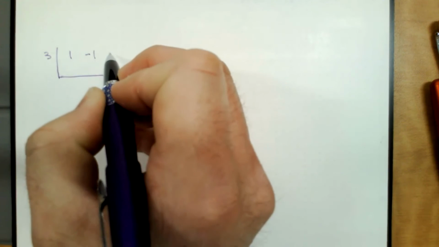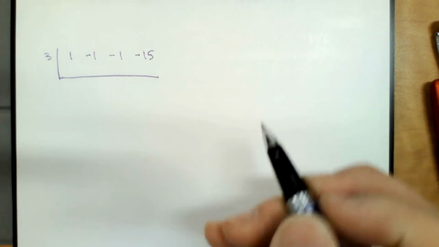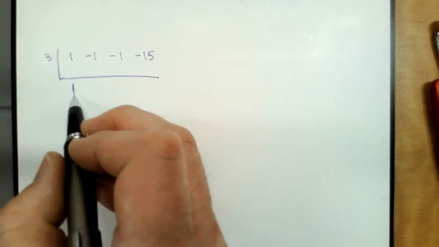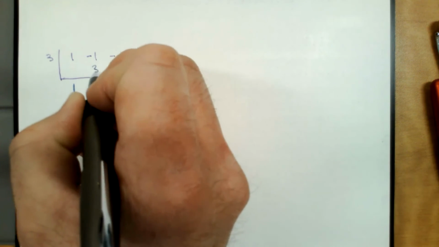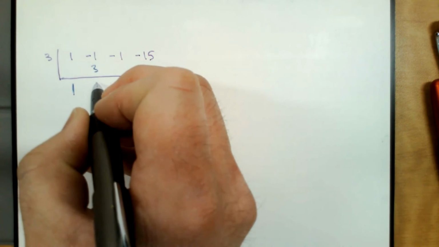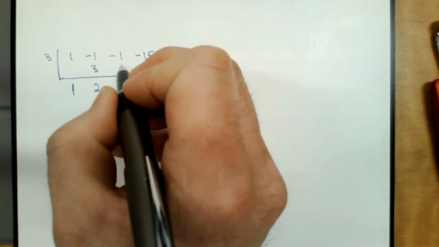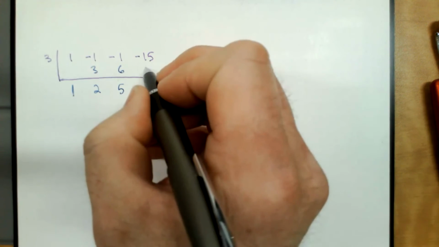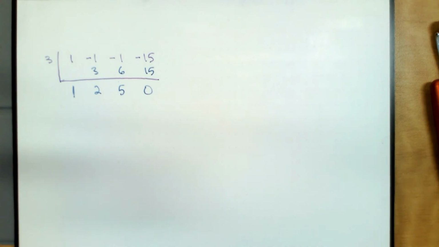So x cubed minus x squared minus x minus 15. Bring the 1 down. Anything under the line, we multiply. 3 times 1 is 3. 3 minus 1 is 2. 3 times 2 is 6. 6 minus 1 is 5. 3 times 5 is 15. 15 minus 15 is 0. And we have found it.